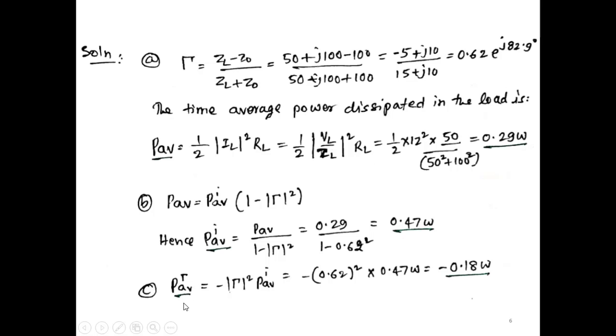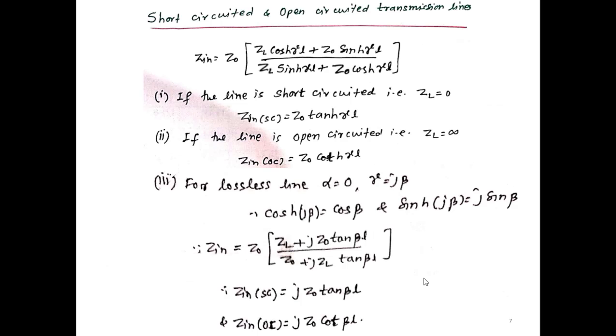Next, P average transmitted is given by 1 minus the magnitude of the reflection coefficient squared, into P average incident, that is incident power. Here tau is equal to 0.62. You have to square this, and incident average power is given by 0.47. If you multiply these two, you will get 0.18 watt.